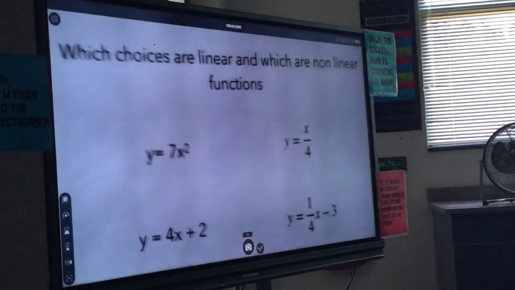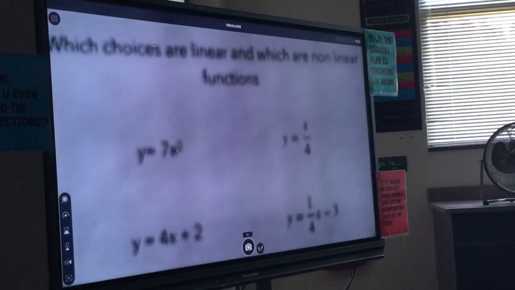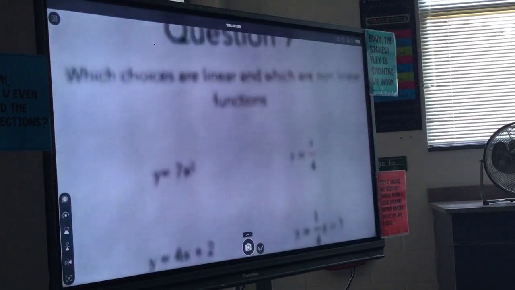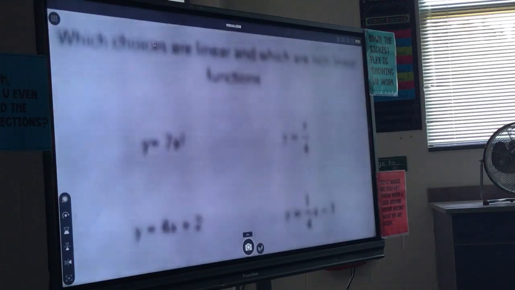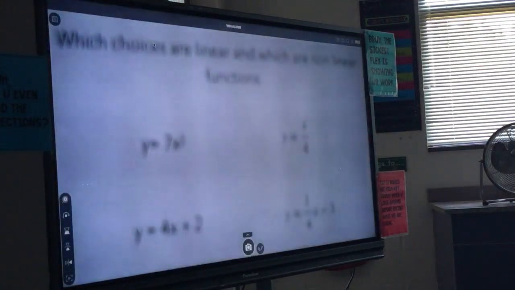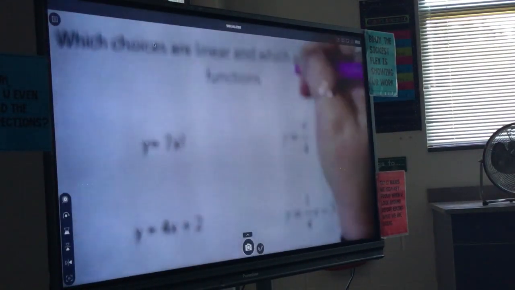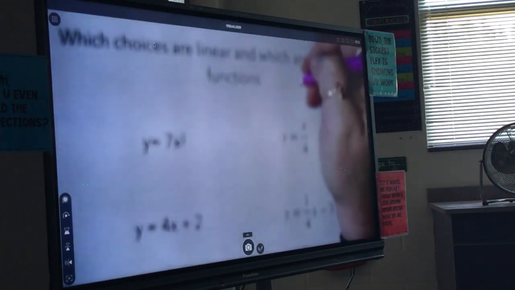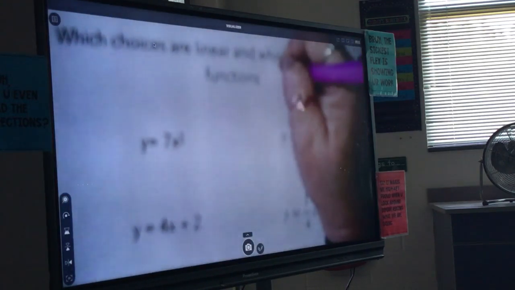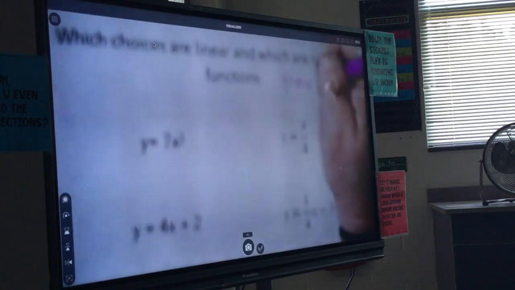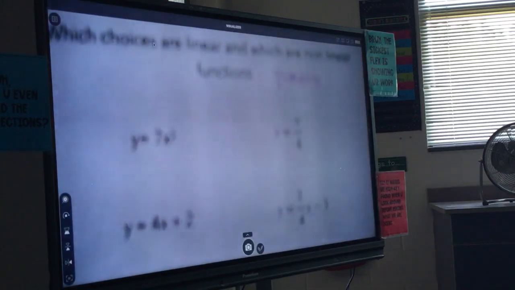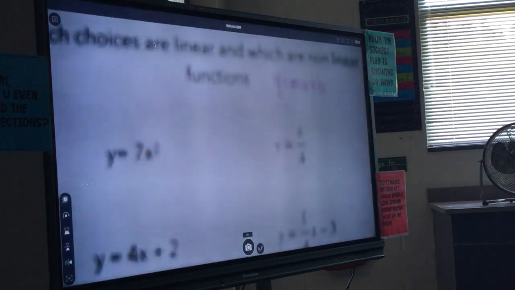So this is the one that is the drag and drop. On your test tomorrow, you have to figure out which ones are linear and which ones are nonlinear. So again, raise your hand and tell me. We need to know our formula. So what is our formula? Someone other than Ariana and Nevaeh and Jeffrey. Ben, what's our formula? Y equals mx plus b. So that is the first thing that we are looking for.